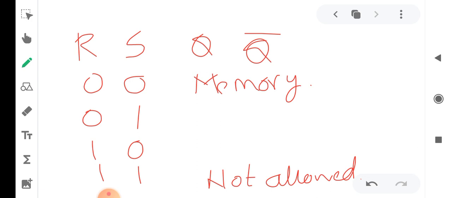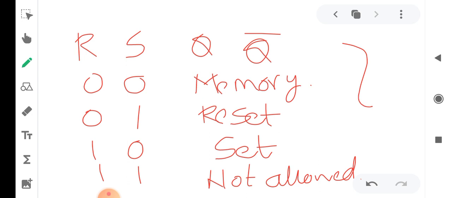For 0 1, if I give R equal to 0, then it becomes the reset; the other becomes set. So: memory, reset, set, not allowed. These are all the conditions to be followed for an SR latch realized using the NOR gate. Okay, I hope you understood this truth table and all, and we will see one more, realizing the SR latch by using the NAND gate also.